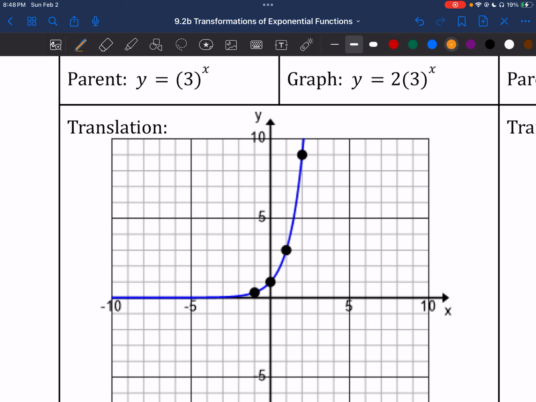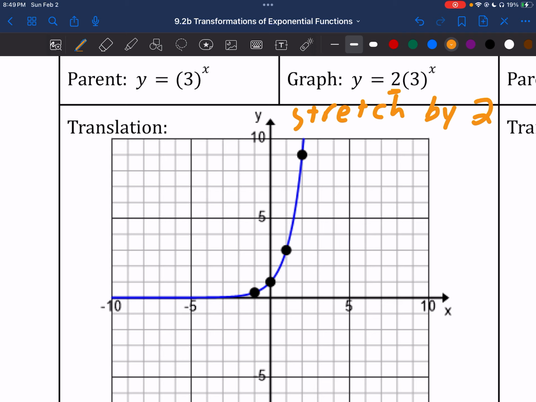All right, so our first one, we have a parent function graphed. It is y equals 3 to the x power. And we are graphing 2 times 3 to the x power. So that 2 means we are going to stretch by 2. So we're going to double everything. So it's going to grow quicker.